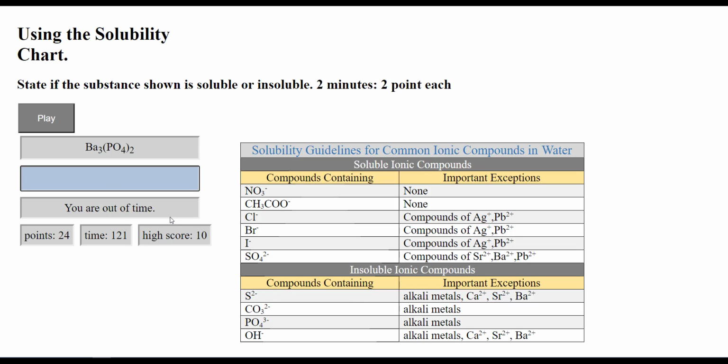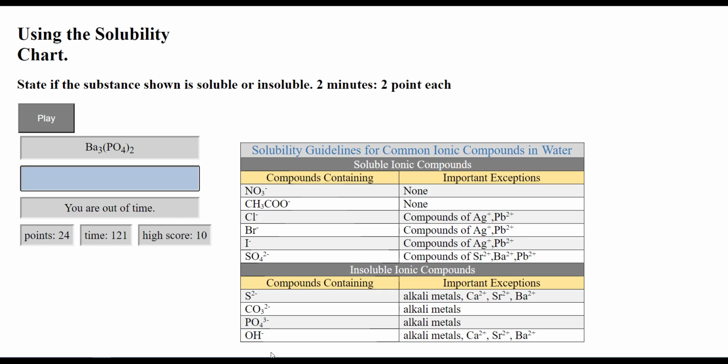But you notice in the ones we just did, we mostly were getting these negative ions, these anions, with alkali metals, so they tended to be soluble anyway. But if you didn't have an alkali metal with these, or calcium, strontium, and barium for the sulfide and hydroxide, you would say it's insoluble. There you go. That's all there is to it.